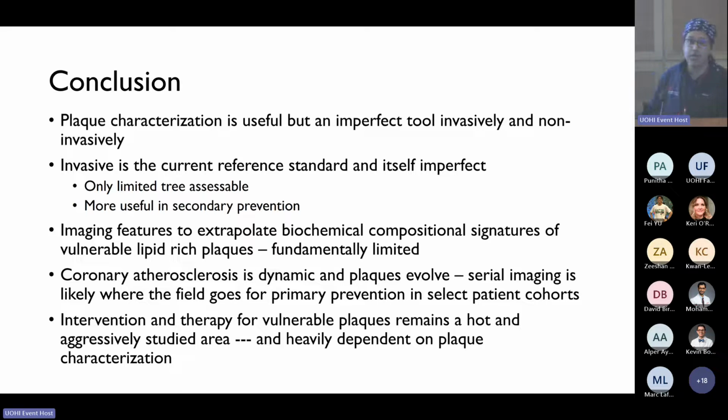Intervention and therapy for vulnerable plaques is a hot topic. It's an aggressively studied area. There's a lot of money behind it. There's a lot of large-scale studies going on. And therefore, plaque characterization imaging is going to hang around, because all of those studies, every single one of them, is entirely dependent on the imaging modality they use. Some of them are using CT, some of them are using intravascular imaging. And that's why, even though this is an imperfect tool, it's just going to keep being on frontline use, because it's just absolutely essential to getting these studies done.